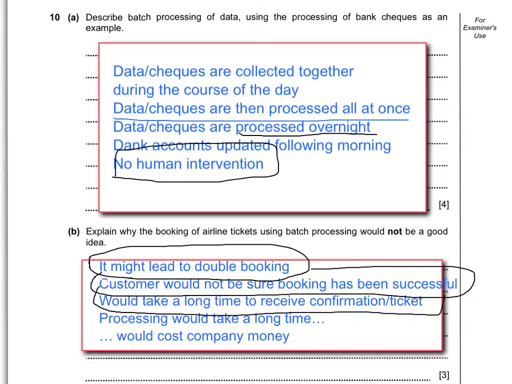People get their tickets now immediately because the system's so efficient and advanced, whereas batch processing would take a very long time. If you had the holiday booked on a Friday and had to wait until the next morning, the system may not work for the weekend because nobody's working, so you might not be able to receive that till the Monday. So processing would take a very long time.